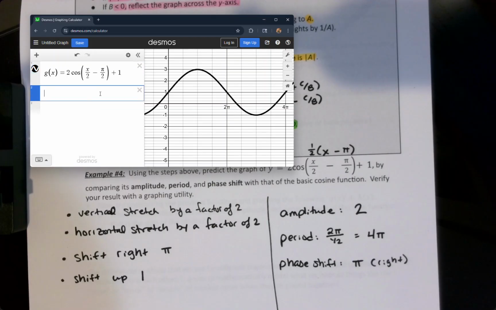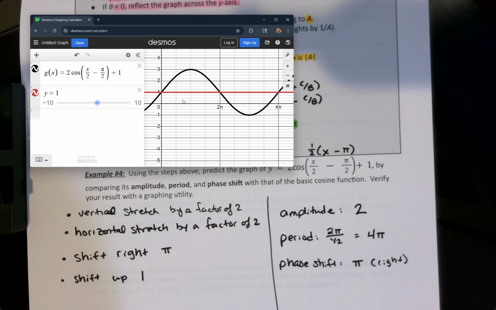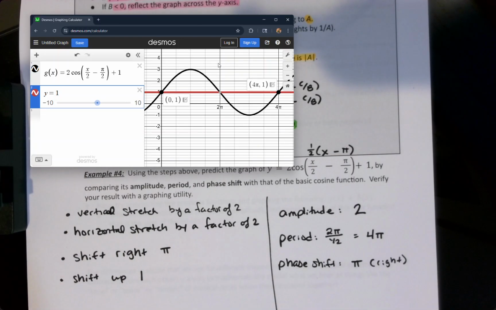Okay, if I wanted to verify the amplitude, I'm going to graph y equals 1 again. Oops, that was supposed to be a 1. And I can see that from 1 to 3 is a distance of 2. From 1 to negative 1 is a distance of 2. So that's up 2, down 2 for the amplitude. The period is 4 pi. It takes me until a distance of 4 pi to begin the next cycle of the repetition. And as we said before, the phase shift was by pi to the right. We confirmed that as we were working through our graph.